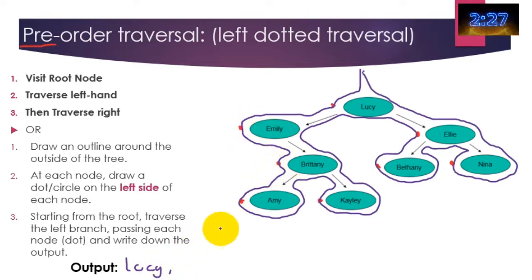Then Emily, then Brittany, so Emily comes next. Then Brittany, and then the circle of Amy was passed. Okay, so Amy comes next. And then down the side here, we crossed Kaylee.